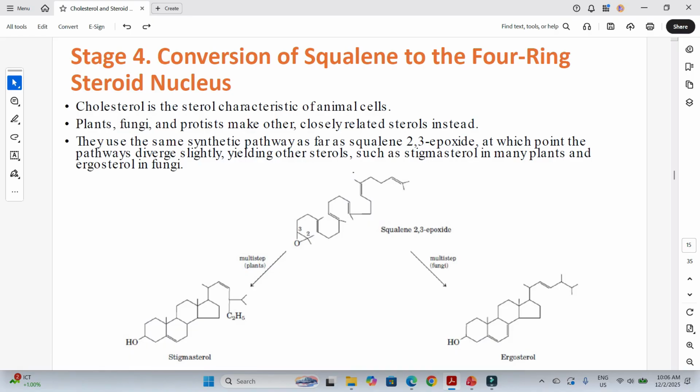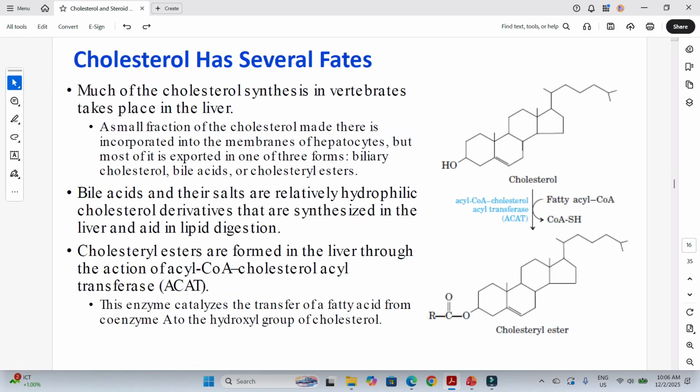So, as I've mentioned, cholesterol is an important biological molecule. So, what are the metabolic fates of cholesterol? Again, I want you to pay attention to the structure of cholesterol. Much of the cholesterol synthesis in vertebrates actually takes place in the liver.